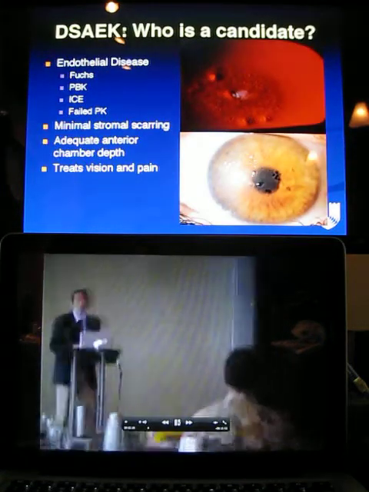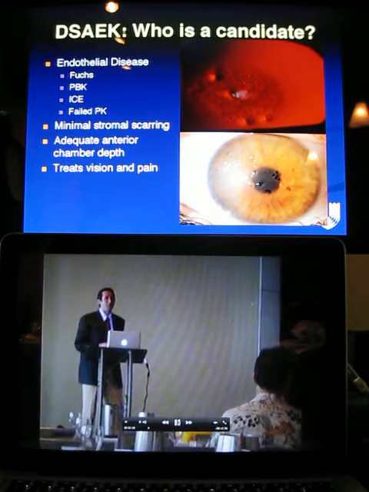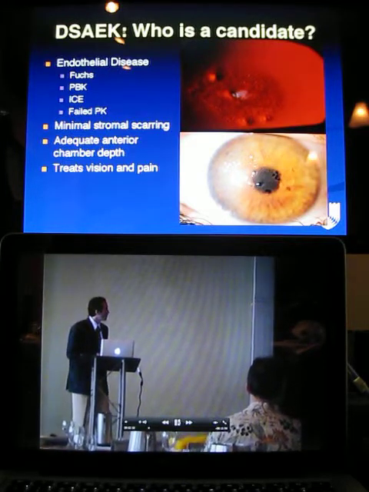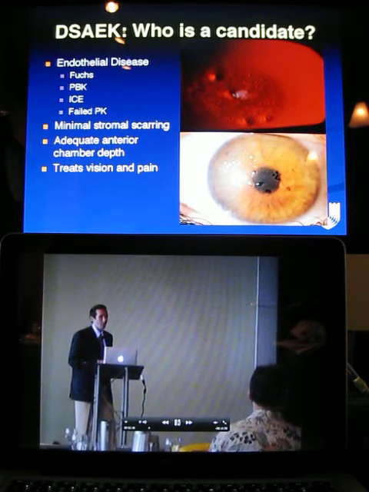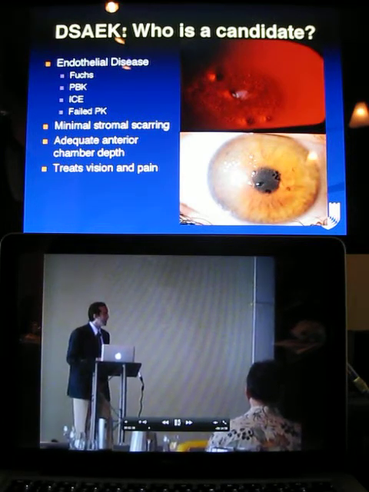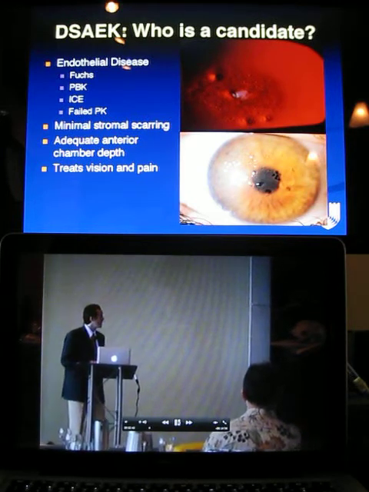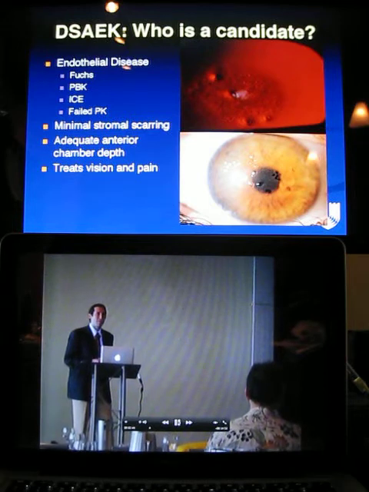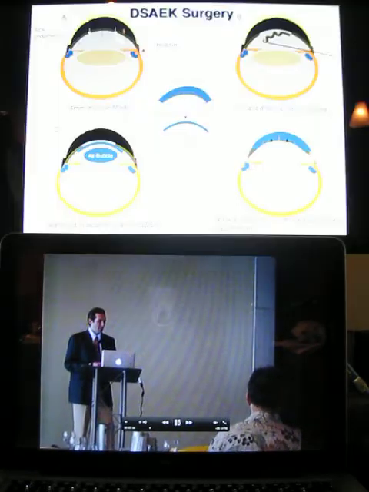Patients that are candidates for this procedure are those suffering from primarily endothelial dysfunction. Those include Fuchs endothelial corneal dystrophy, pseudophakic bullous keratopathy, iris-related syndromes, and failed grafts. This procedure doesn't just treat the vision, but it also treats the pain associated with pseudophakic bullous keratopathy.